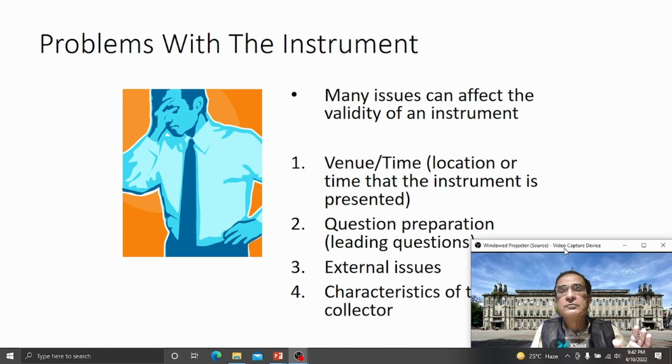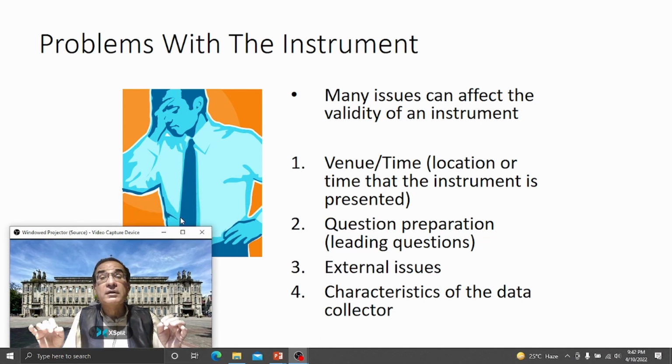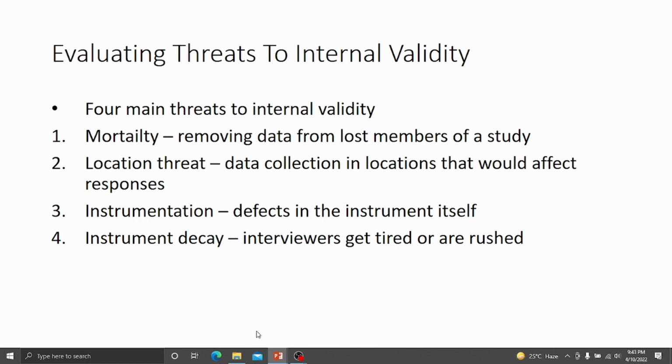Next is problems with the instrument. Many issues can affect the validity of an instrument. Things to consider are the venue, time, and location where the instrument is presented. Question preparation, leading questions. Sometimes your questions need to be clearer. For this purpose, discuss with your research team and your professor how to design the question. External issues and characteristics of a good collector are factors for the participant.